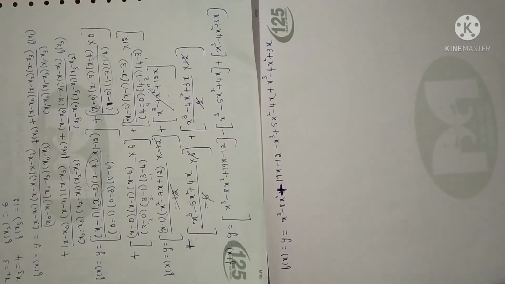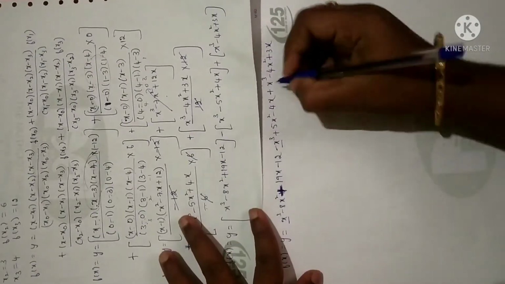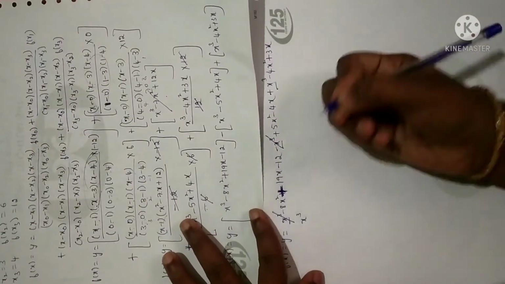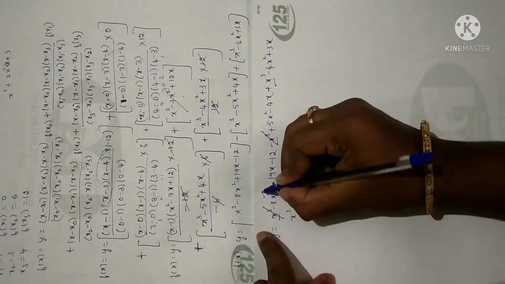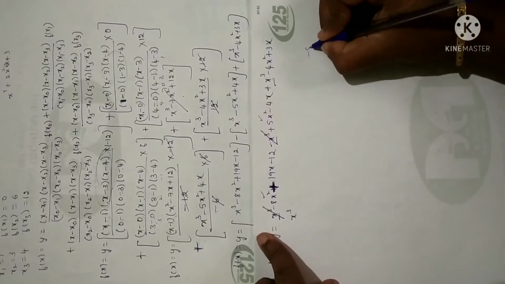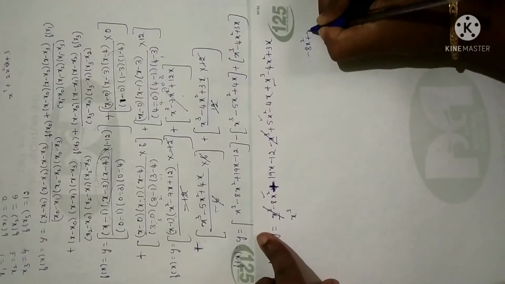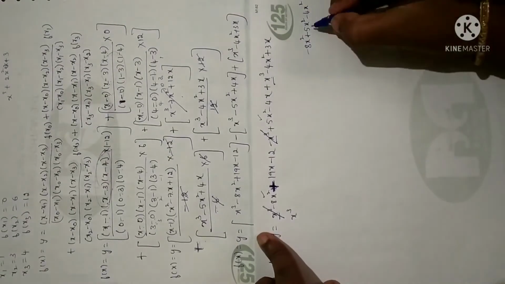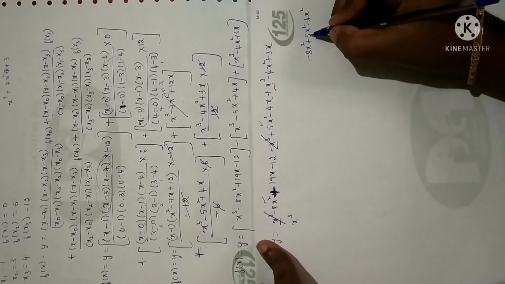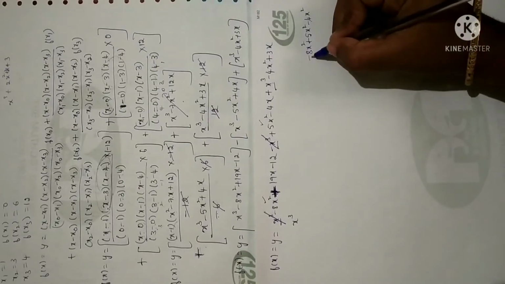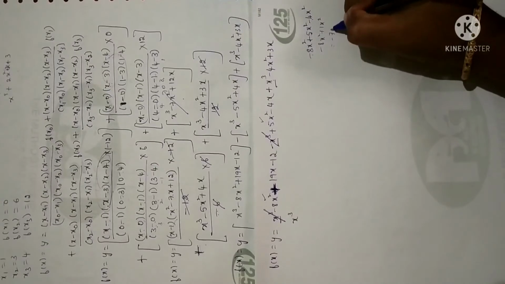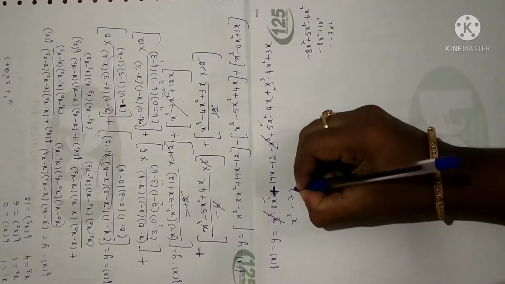Am I correct? Now let me simplify. First let me simplify x cube. So we have three terms: plus x cube minus x cube get cancelled, again x cube I have. Next x square terms I am going to simplify: minus 8x square plus 5x square minus 4x square. So 5 minus 4 is 1, 1x square minus 8x square will give you minus 7x square.